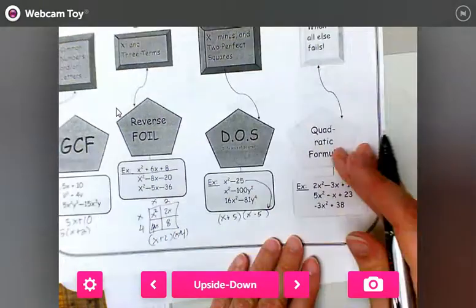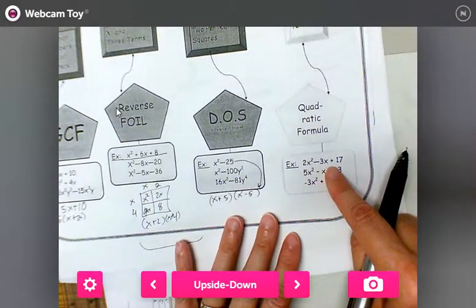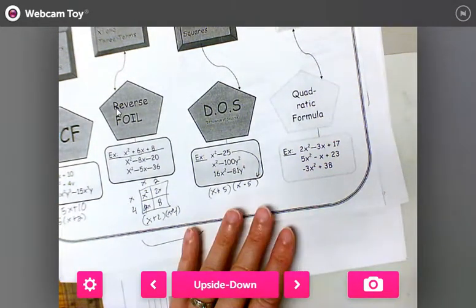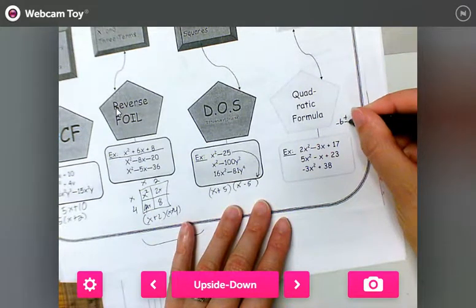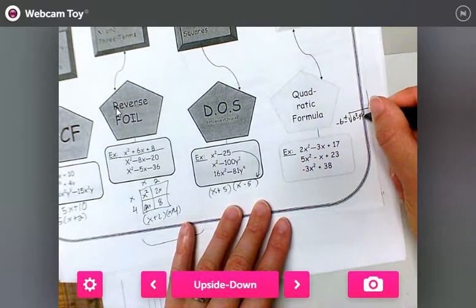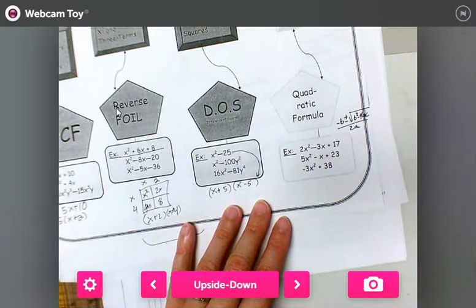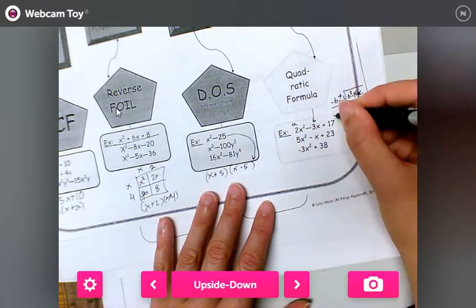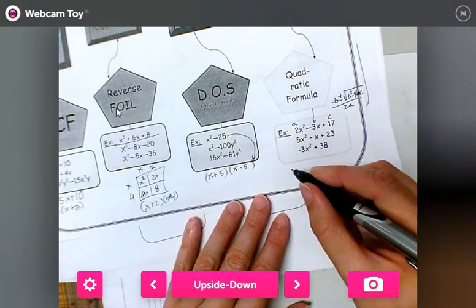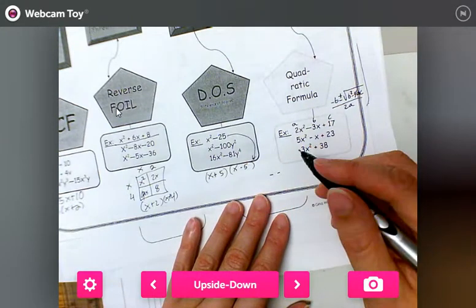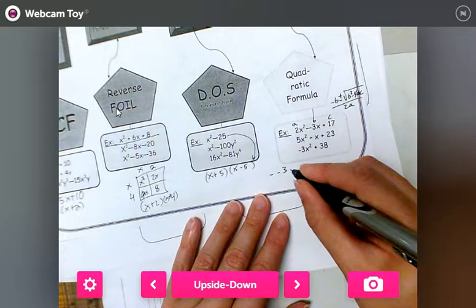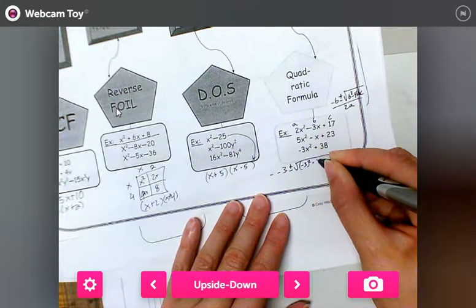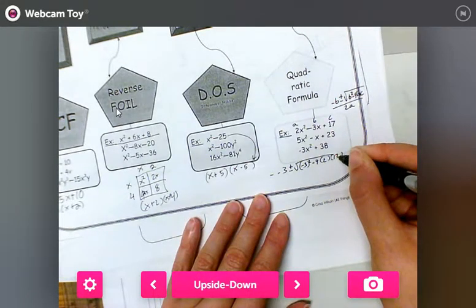When all else fails, we use the quadratic formula. Do you guys remember the quadratic formula? Yeah, that's negative b plus or minus the square root of b squared minus 4ac all over 2a. Okay? So if I was going to do this first one right here, this would be a, that's b, that's c. So I'm going to go minus a negative 3 plus or minus the square root of negative 3 squared minus 4 times 2 times 17 all over 2 times 2.